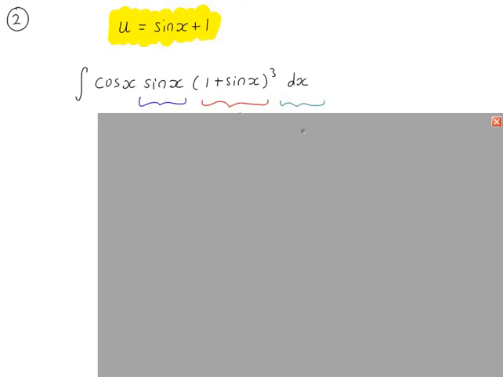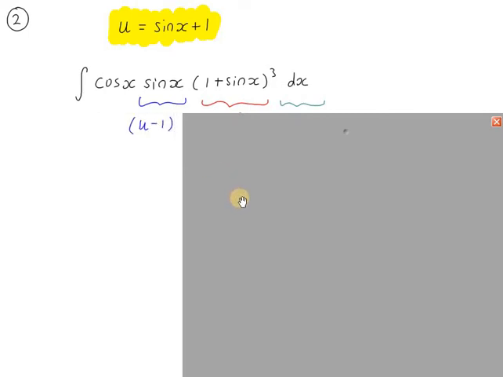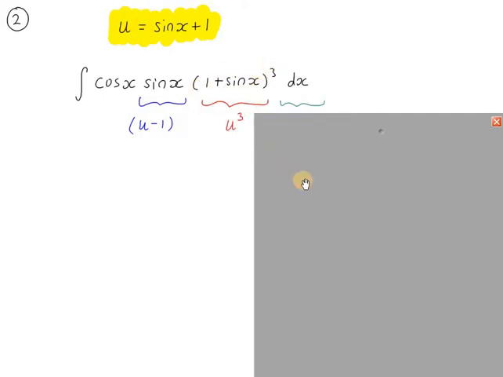And just to clarify, the plus 1 has got nothing to do with the angle, so you can think of it as 1 plus sine x as well. Okay, so sine x is just u minus 1. 1 plus sine x is u, so that's going to be u cubed.